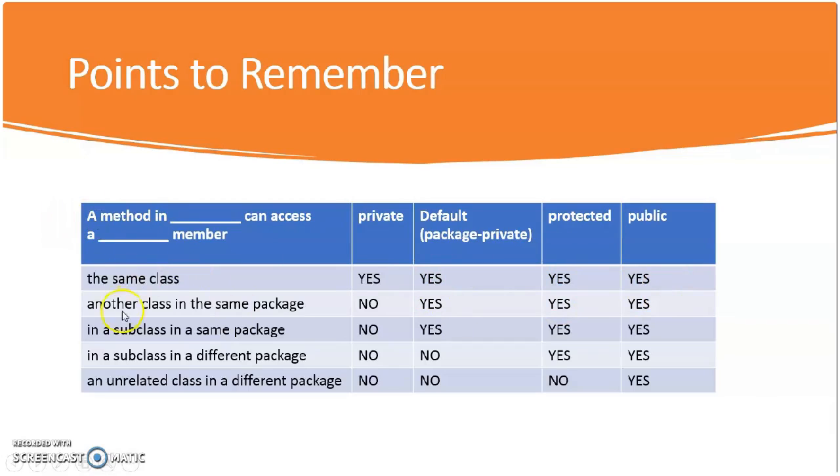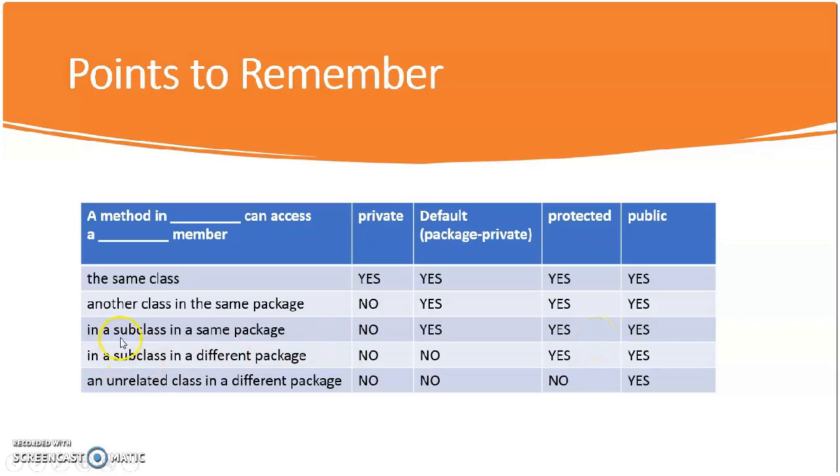Let's say now this particular method is in another class within the same package. So the package is the same now. In that case, it cannot access the private members, of course, because that is accessible only to the class, but it can access the default, protected, and public members. Similarly, if I have a subclass which is in the same package, that can also access the default, protected, and public members of that particular class.